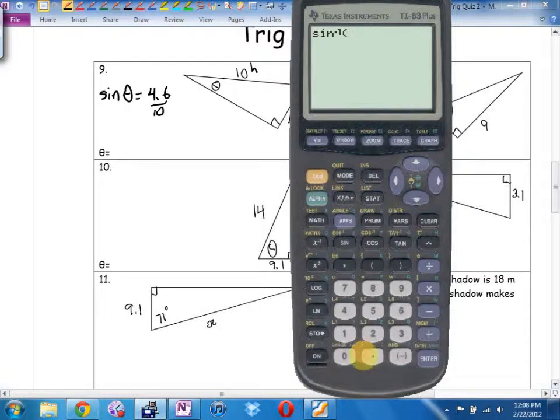Inverse sine of 0.6 over 10. You get 27.4 degrees? Yeah.